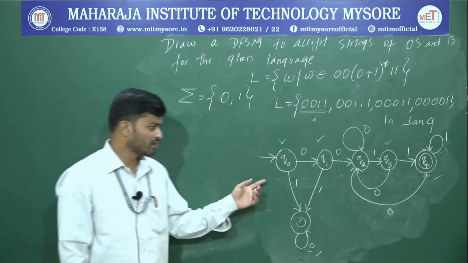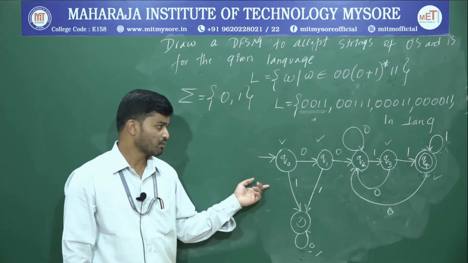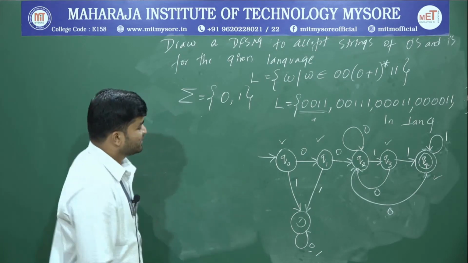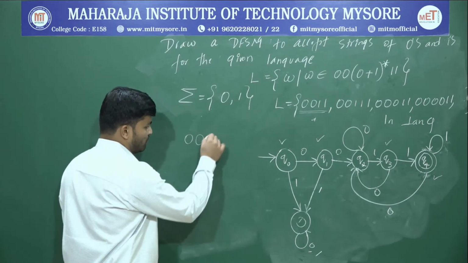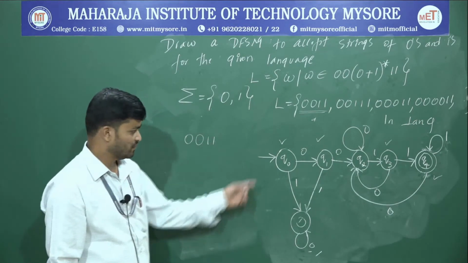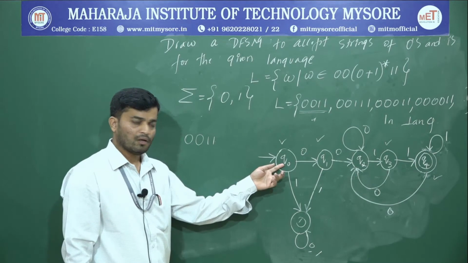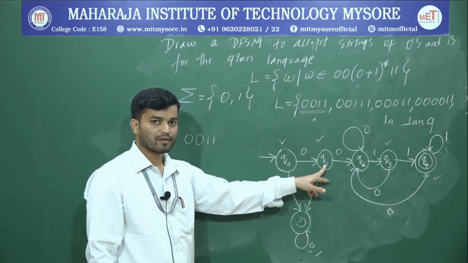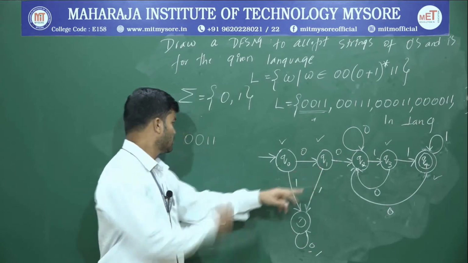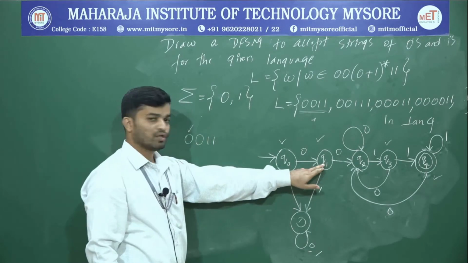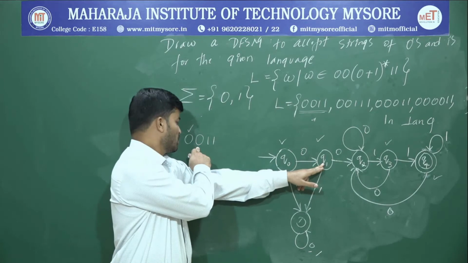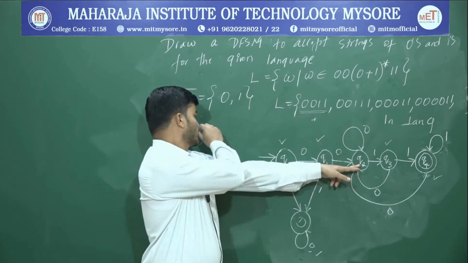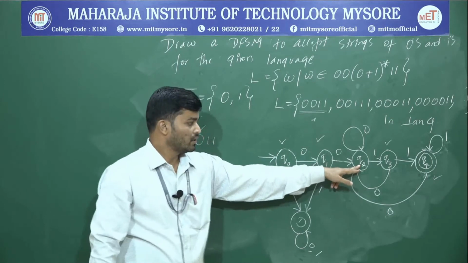Now I'll take some simple examples, and I'll check whether the machine constructed is correct or wrong. First I'll take the string 0 0 1 1. What's the start state? Q0. If the input is 0, it will take a transition to Q1. Now I am in Q1, so that 0 is over. What's the next input? 0. If I am in Q1, it will take a transition to Q2. Okay, that 0 is over.